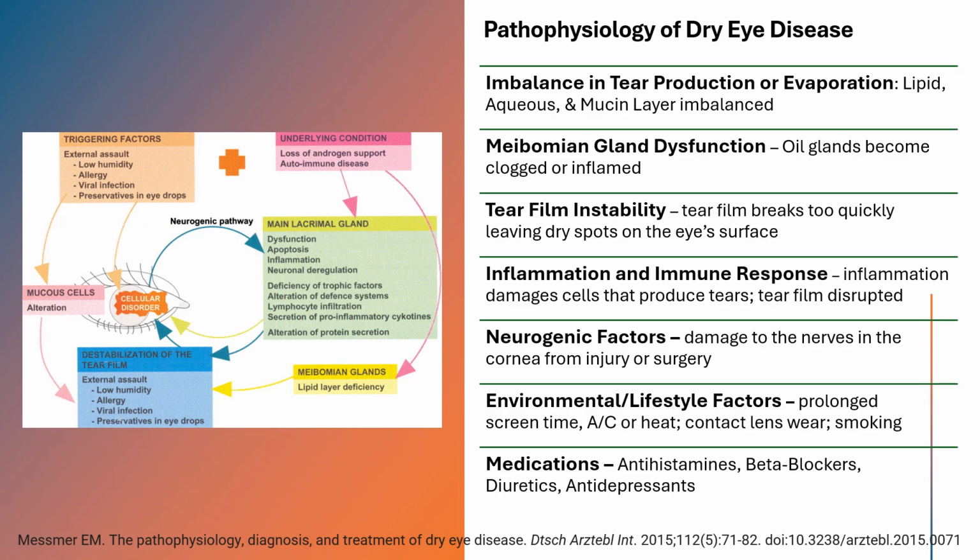Environmental and lifestyle factors can also contribute to dry eye, whether it's prolonged screen time, the use of air conditioning, heating, or wind, or even the smoke and pollution. Medications can also reduce tear production, and those include antihistamines, beta blockers, diuretics, and some antidepressants. Dry eye disease develops due to a combination of these, and the condition is chronic and important to address the underlying causes and contributing factors.